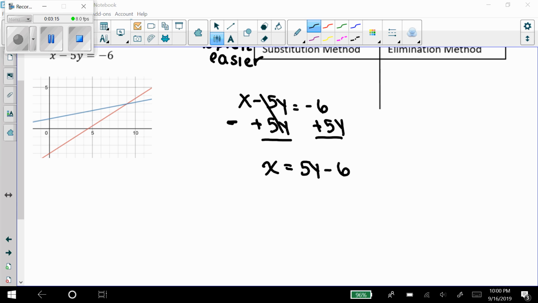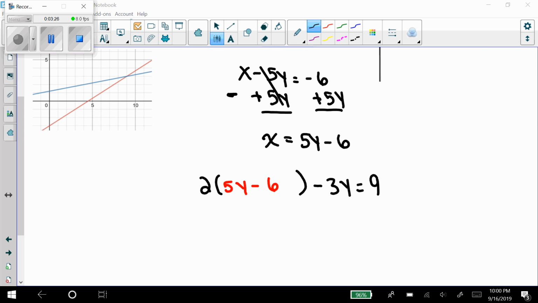I have x in terms of my other variable y, so all I'm going to do is take x and plug it back into the other linear function. So I took what I got in the first linear function, x equals 5y minus 6, and I substituted that in for x in the other function. Now I'm left with a linear function in terms of one variable, y. And we know how to solve this. All we have to do is just solve for y.